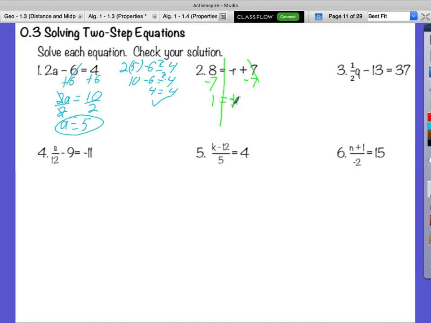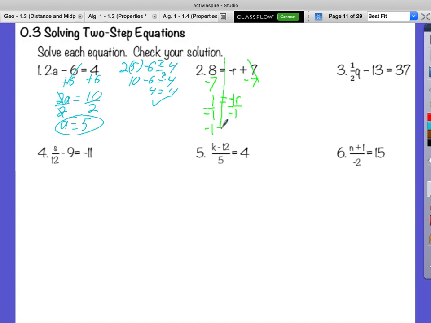Now, how can we get rid of a negative 1 times r? How do we get rid of a 2 times a? Divide it. So we can divide by what number? Negative 1. I can do that to both sides. What is 1 divided by negative 1? Negative. When we do different signs, it becomes a negative number.